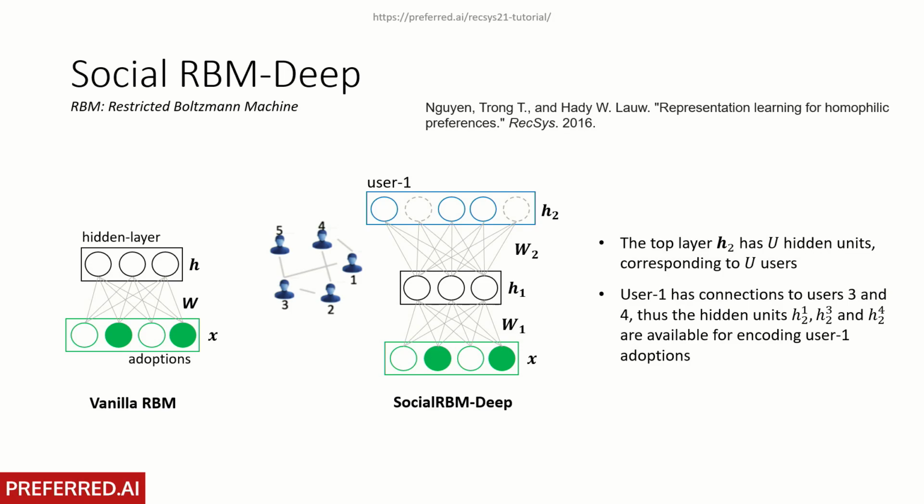You can take a few seconds as well to analyze how user 1 is represented here. Because he's a friend with user 4 and 3, we activate his unit and the units of his friends in the last layer.